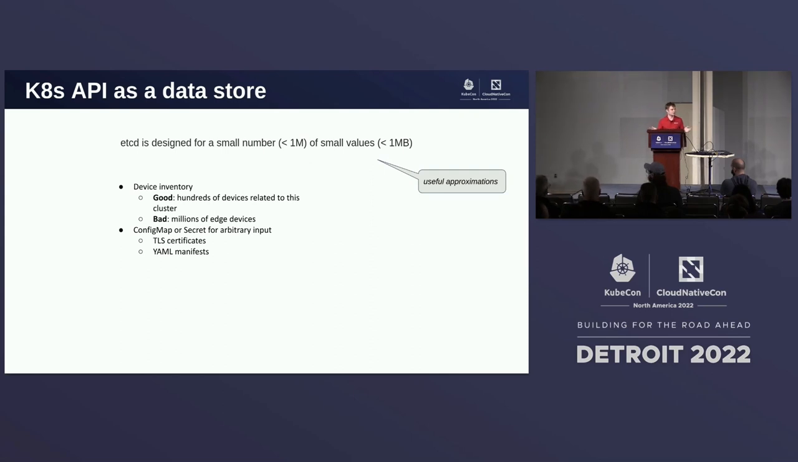Let's just let them provide that as a config map. It makes a nice, easy story, and it'll work for a while until it doesn't, because there's a size limit to how much data you can stuff into a config map, and the secret is the same.